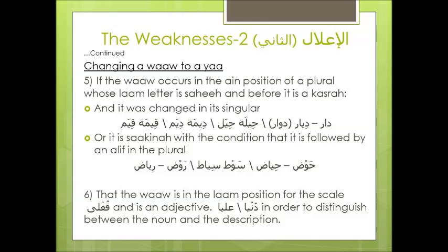Sixth, that the waw is in the lam position for the scale fu'ala and is an adjective, as in ulya and dunya, in order to distinguish between the noun and the description.